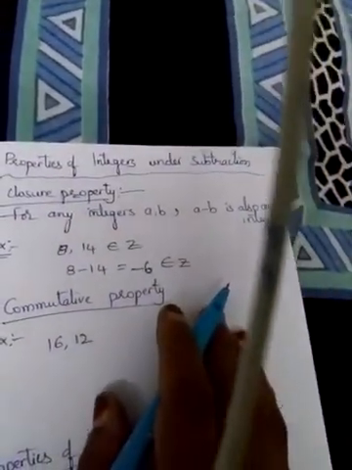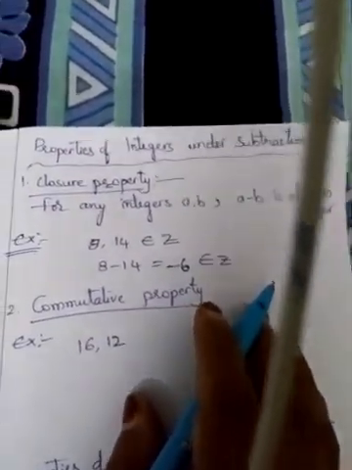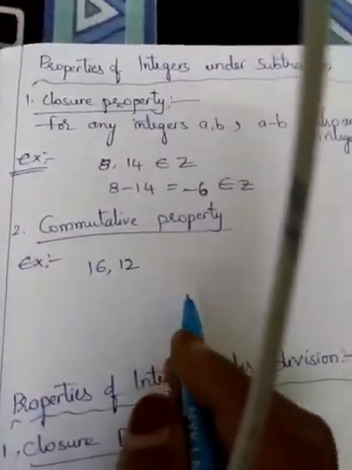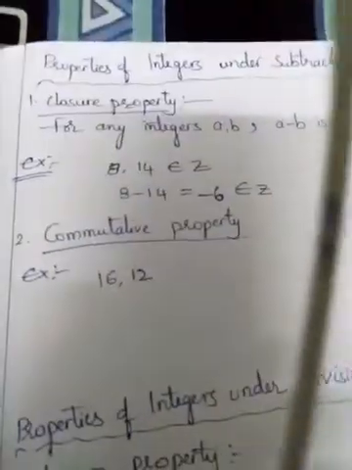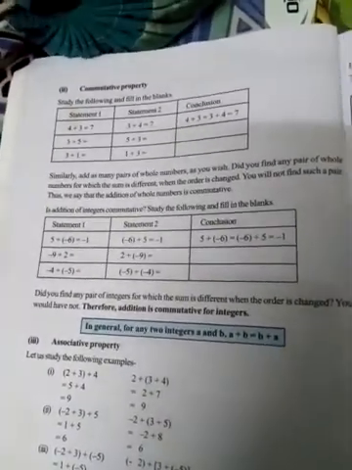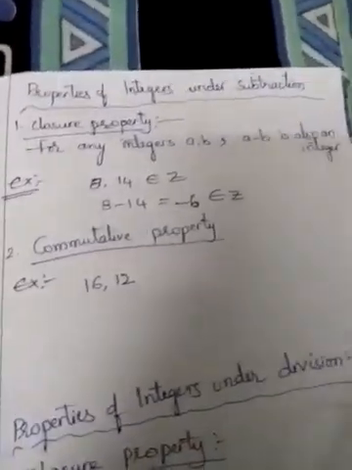That's why the closure property is satisfied under subtraction. Now come to the commutative property, is it satisfied or not? Commutative property, what is that? Under addition, a plus b is equal to b plus a. But under subtraction we have to check whether a minus b is equal to b minus a or not.